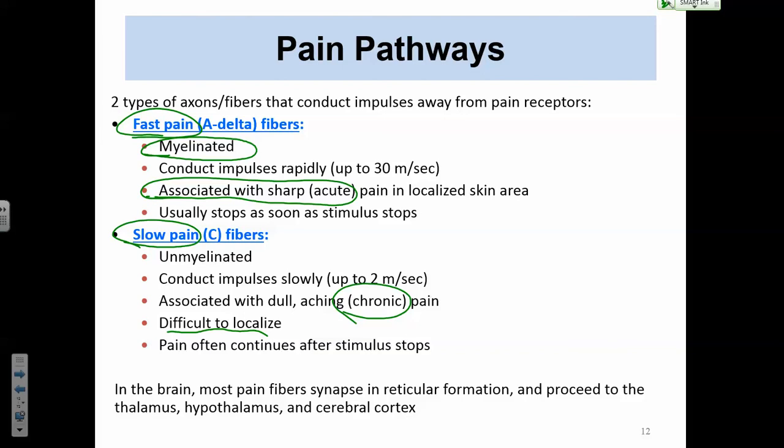So I'm not going to test you on details on this, but just know that there's chronic pain and there's acute pain. And what the difference is as far as how it feels. Acute pain is that sharp, you can pinpoint it, but it can go away pretty quickly. And then the chronic pain is that dull, aching pain.